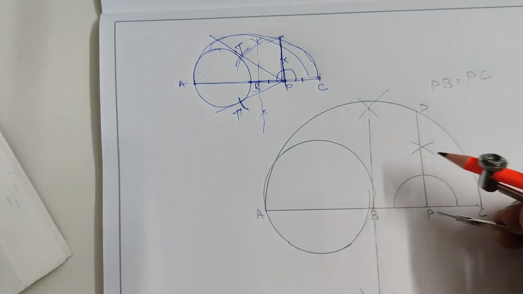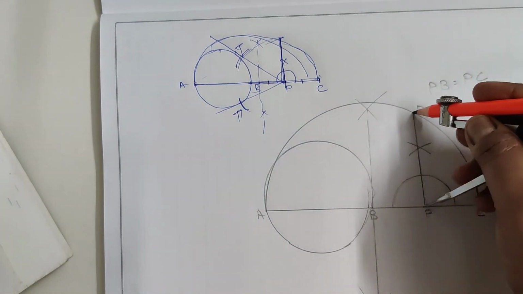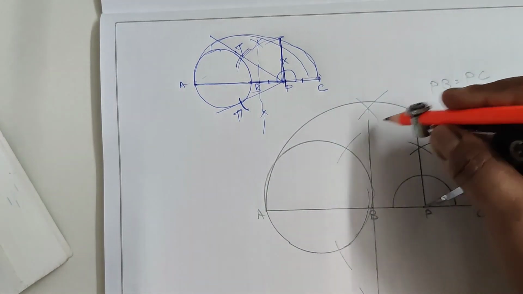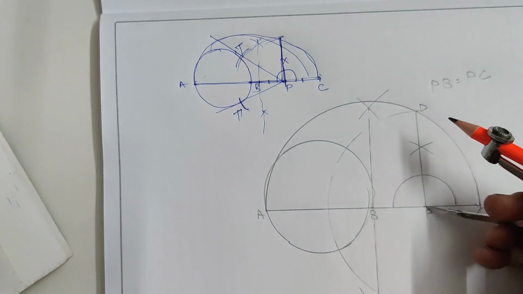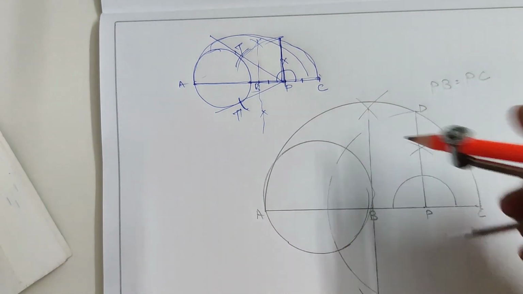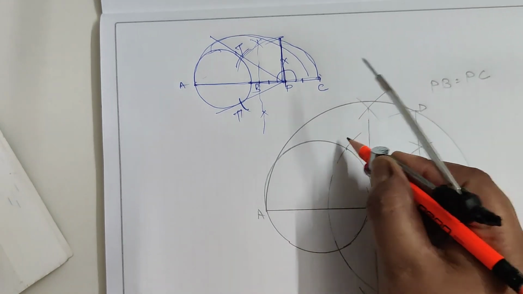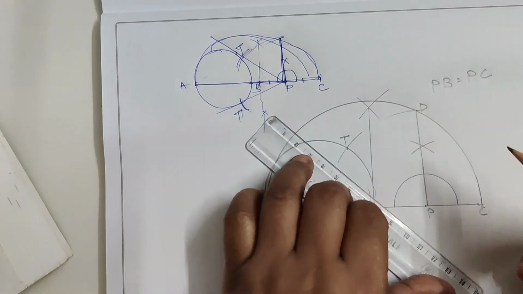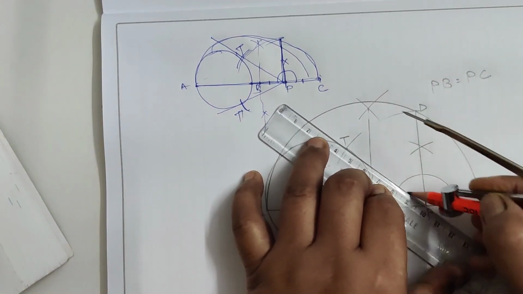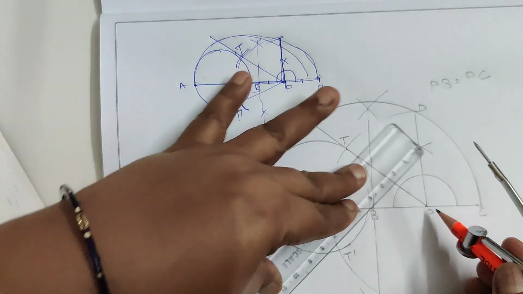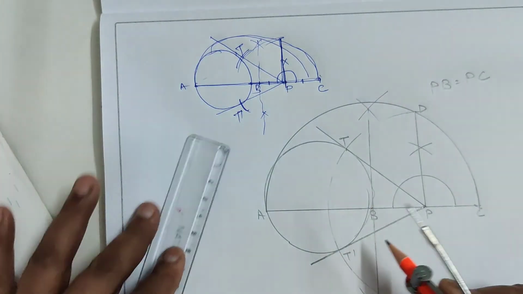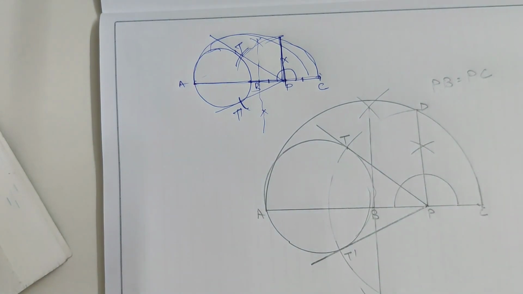Take PD as a radius. Draw a circle, cutting the radius equal to PD. This circle intersects at the points T and T dash. Now draw the tangents from P, PT and PT dash. These are the tangents on the circle without knowing the center of the circle. Okay.